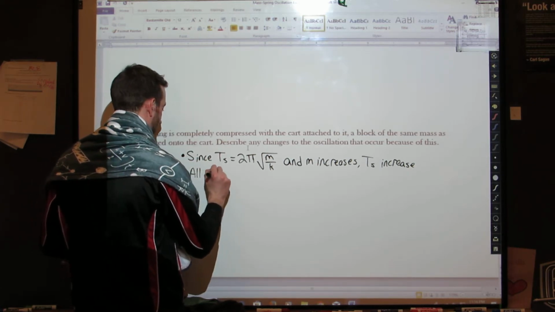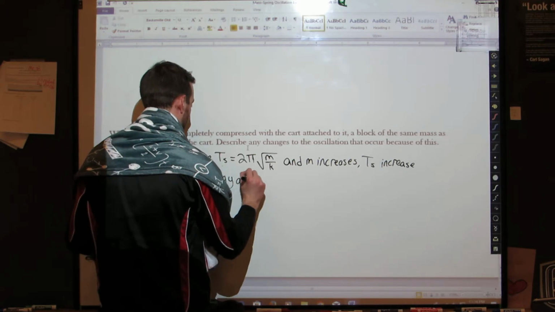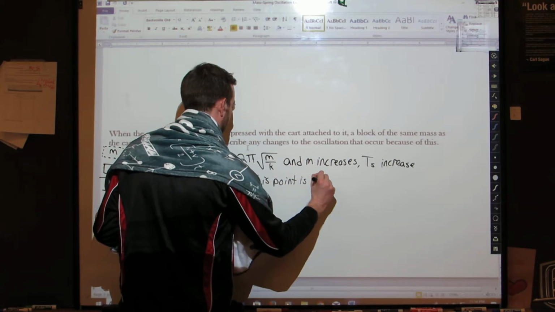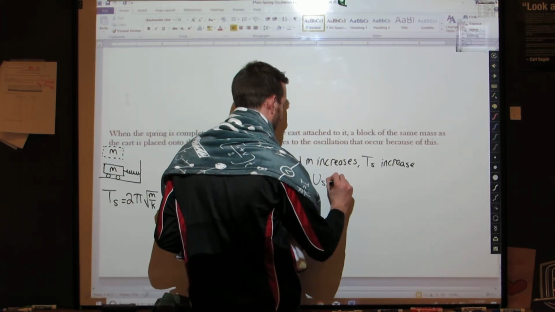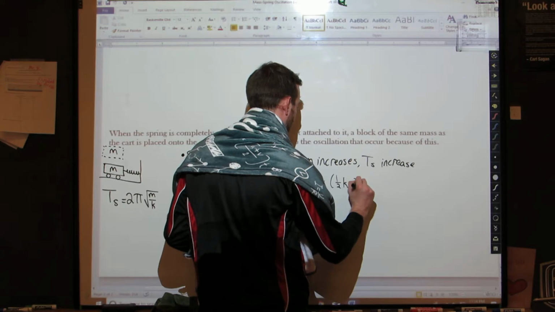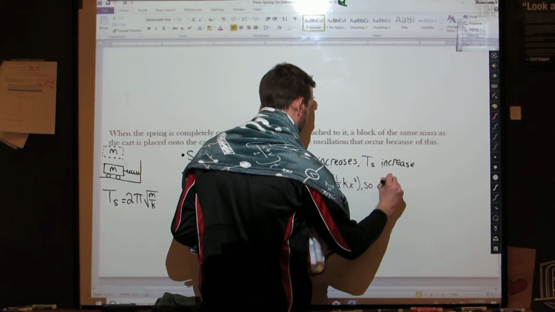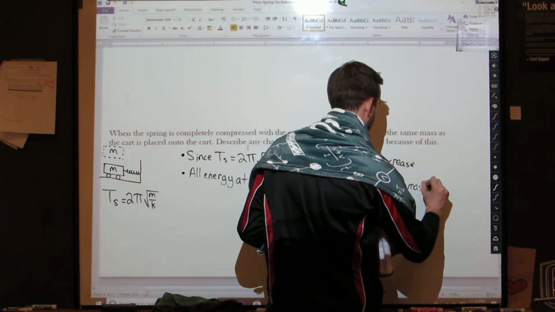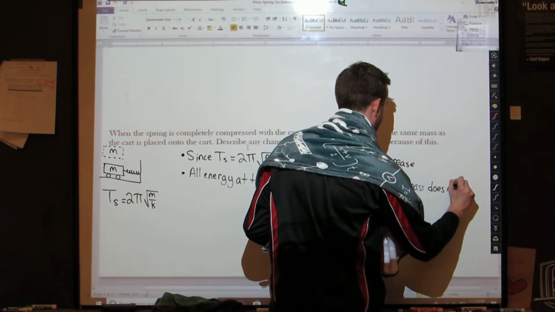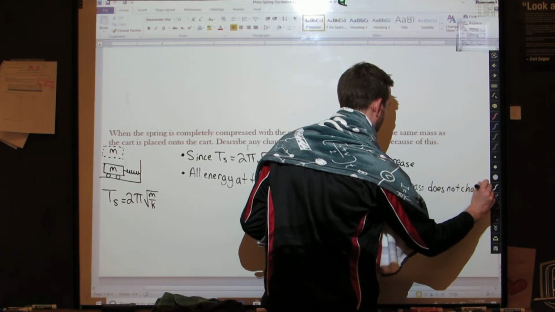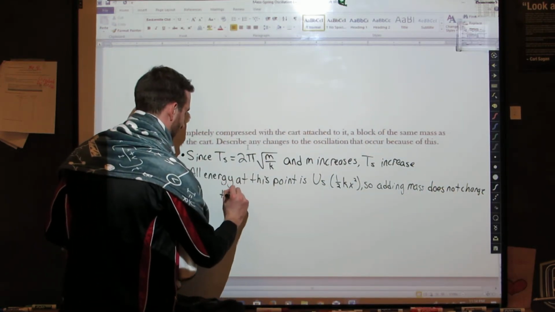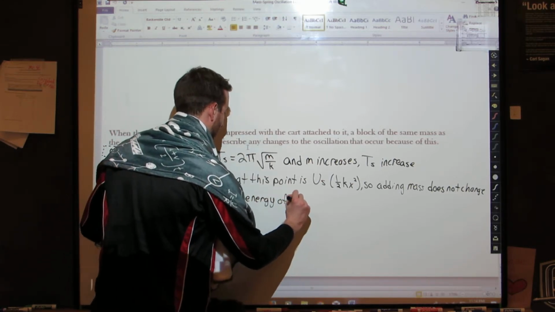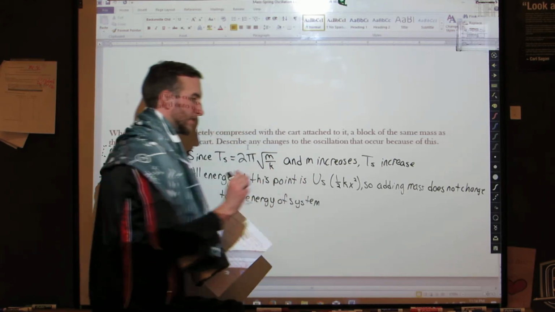So all energy at this point is elastic potential energy, which again is 1/2 kx squared. So adding this mass does not change the total energy of the system, which is interesting.